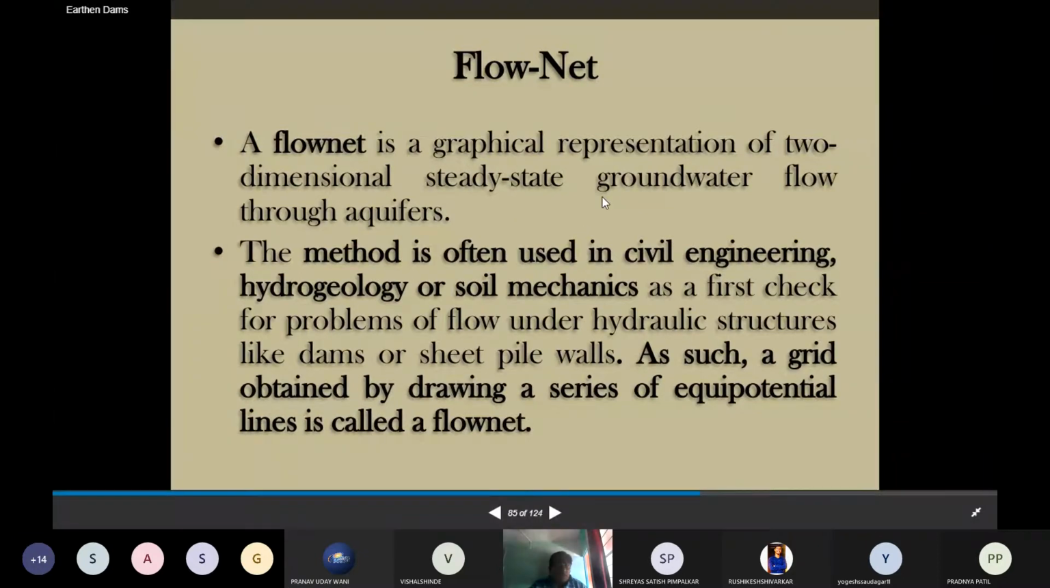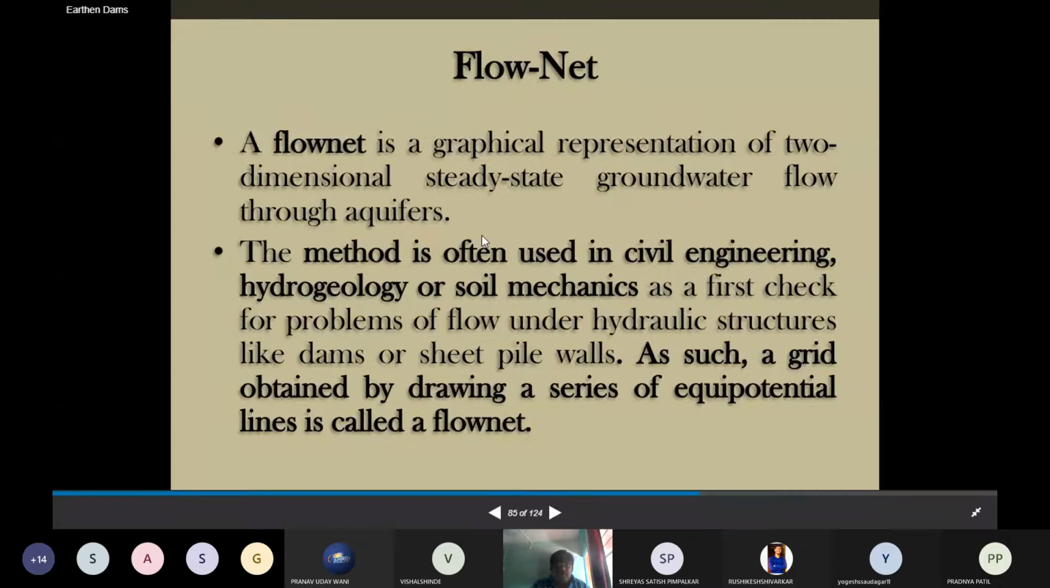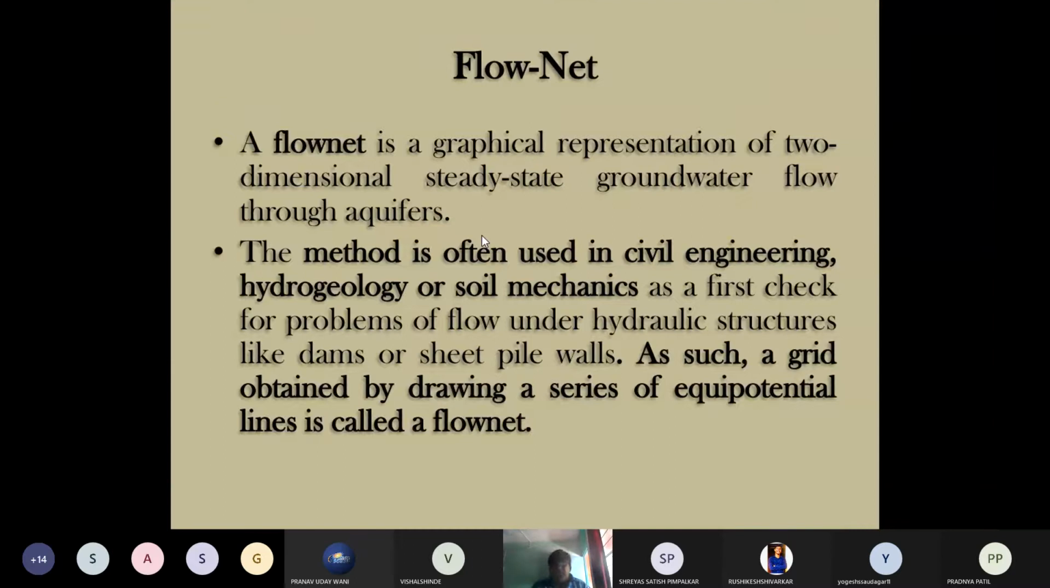For seepage analysis, you need to observe failures due to the pore water pressure generated by the seepage. So the first step is to know the flow net and how to draw it. Again, the flow net is a graphical representation of streamlines and equipotential lines. A streamline is also called a flow line, and the equipotential lines represent the same potential and are perpendicular to the streamlines.